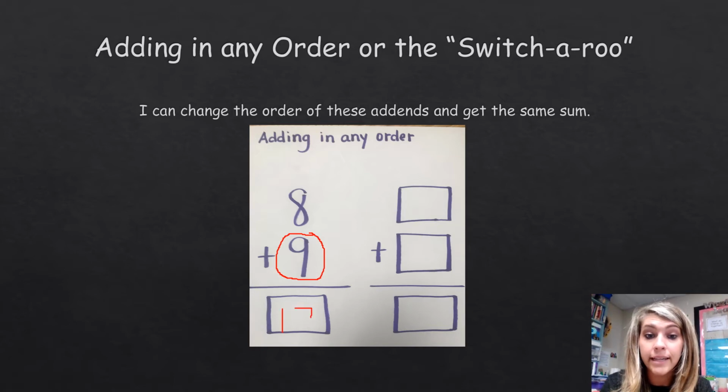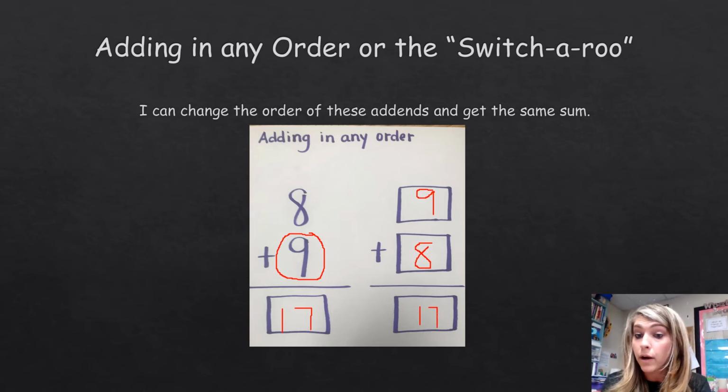Now, because I know that I can put these addends in any order and get the same sum, I know that I can put 9 here and 8 here in a different position, and I'm still going to get 17. So remember, when you're adding two or more numbers, no matter what order you put them in, you're going to get the same sum.